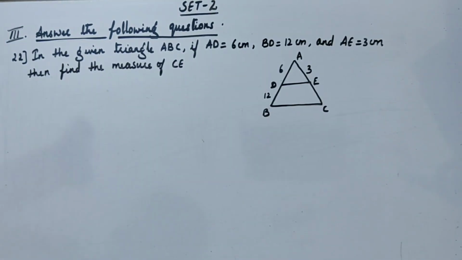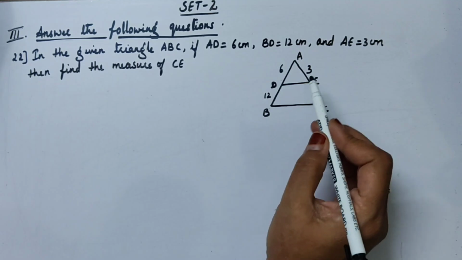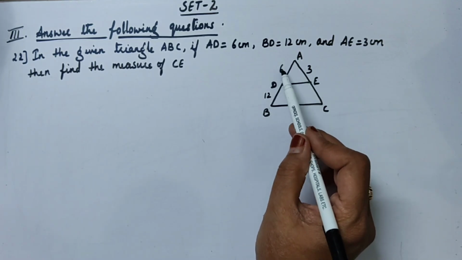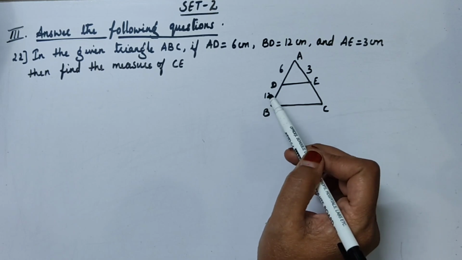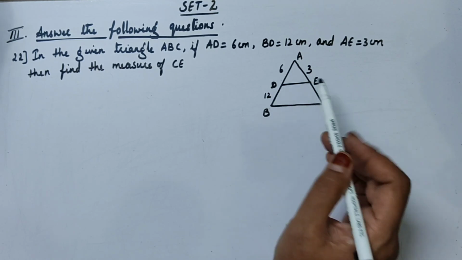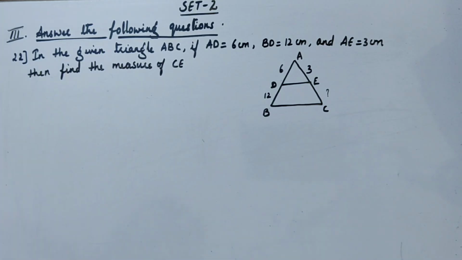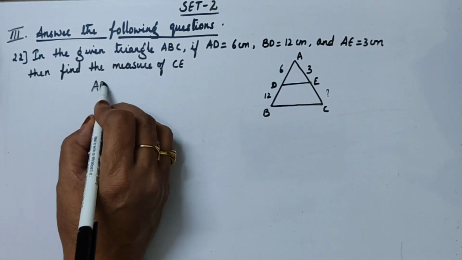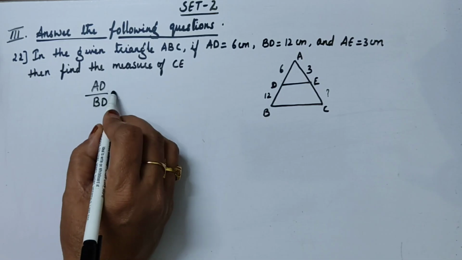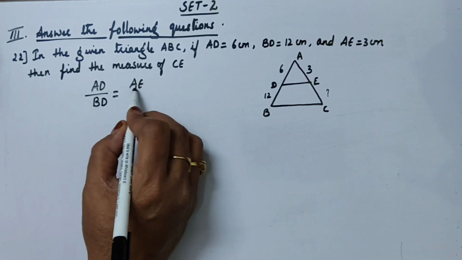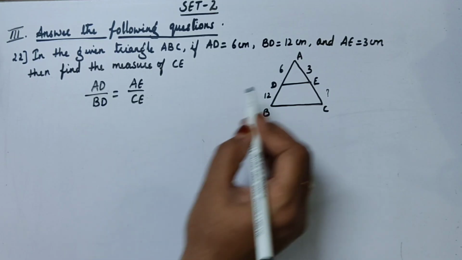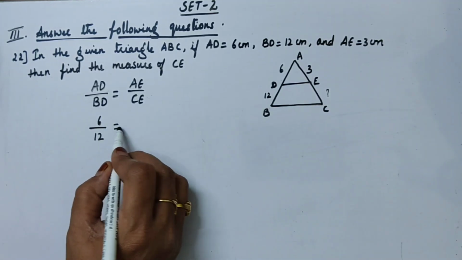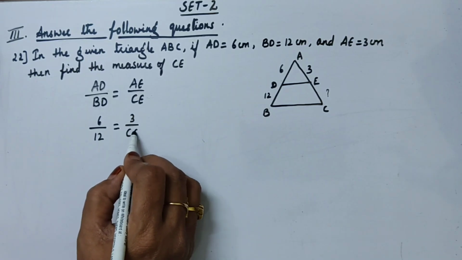Here we have the next question. This is a figure, a triangle ABC. If AD is 6 centimeters, BD is 12 centimeters, AE is 3 centimeters, we need to find CE. Let us apply Thales theorem here. AD upon BD equals AE upon CE. AD we know is 6, BD is 12, equals AE is 3 upon CE.